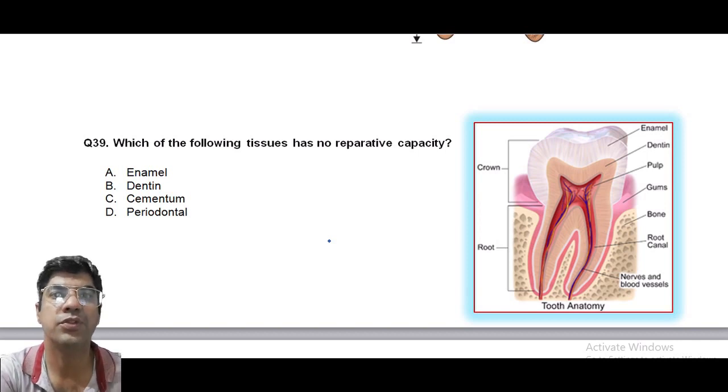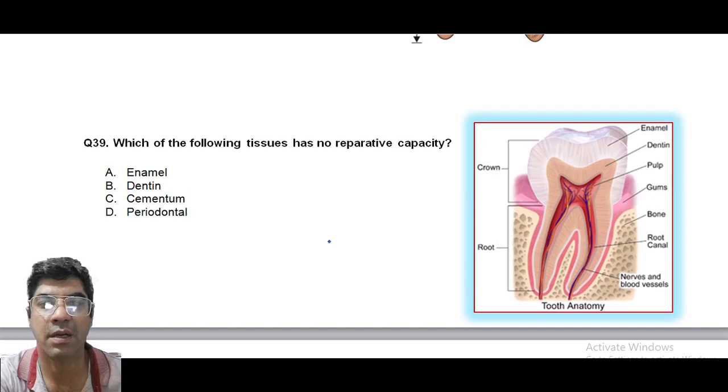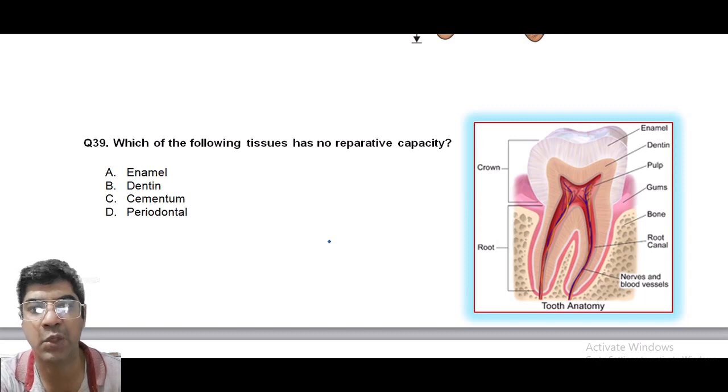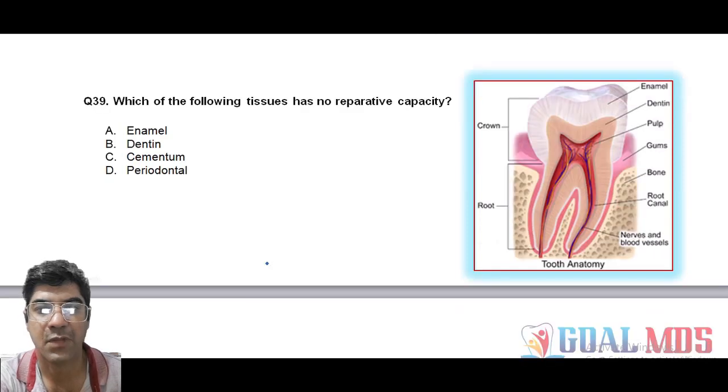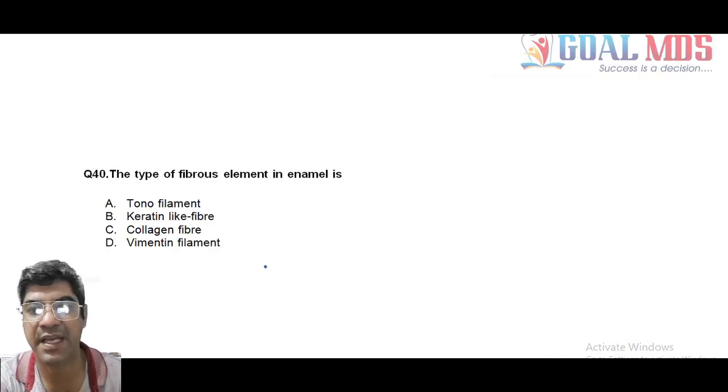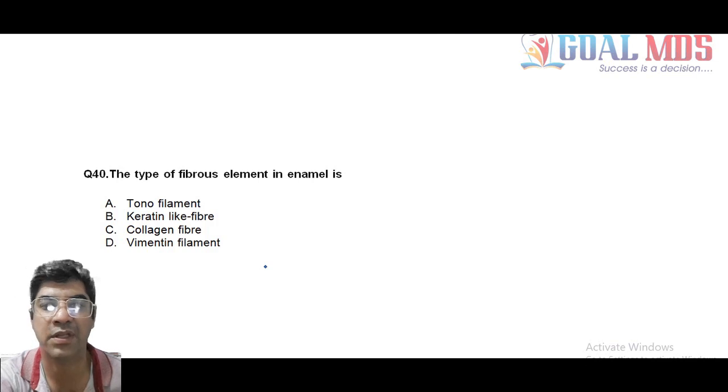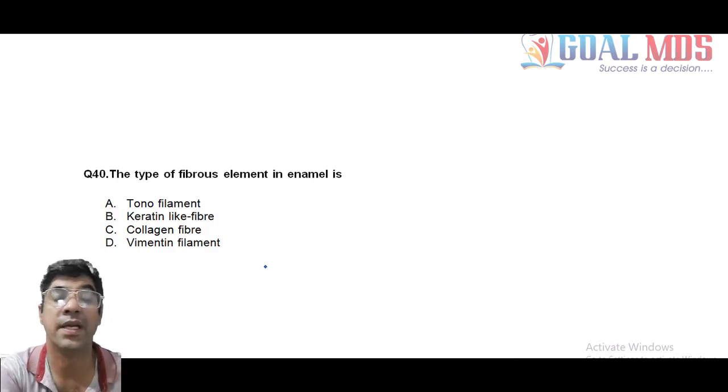Which of the following tissues has no reparative capacity? The answer is enamel. Enamel is the hardest substance, but it lacks the ability to repair itself. Once enamel is formed during tooth development, it cannot regenerate or repair itself. It does not contain living cells like odontoblasts, which are responsible for dentine formation and dentine repair.